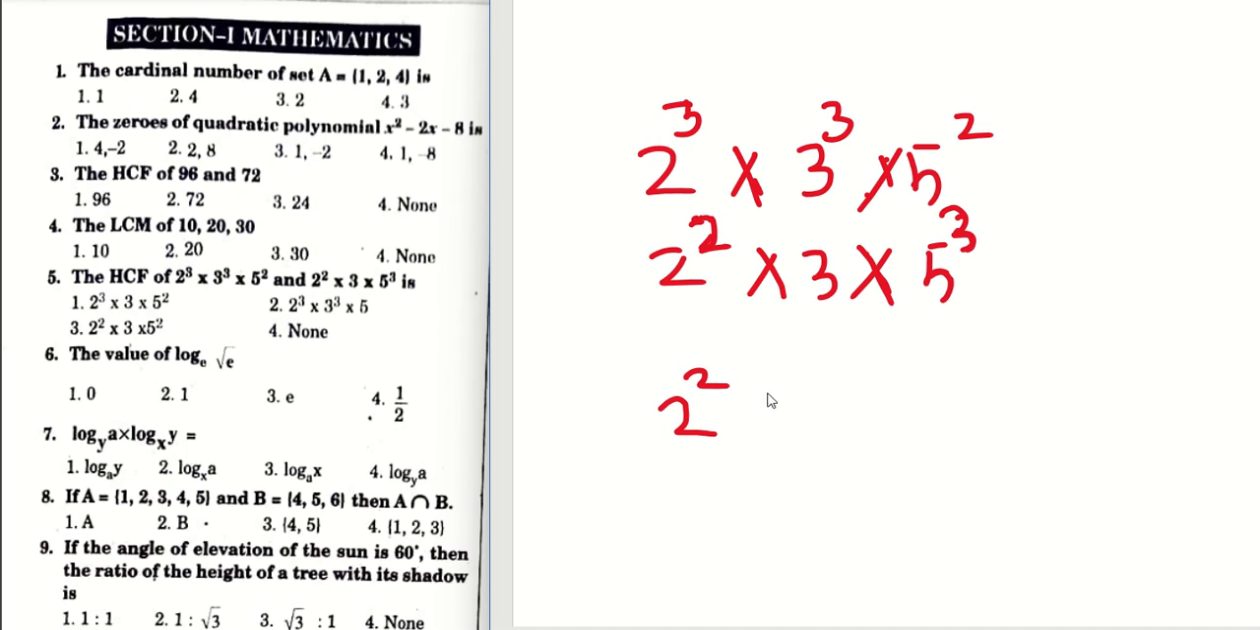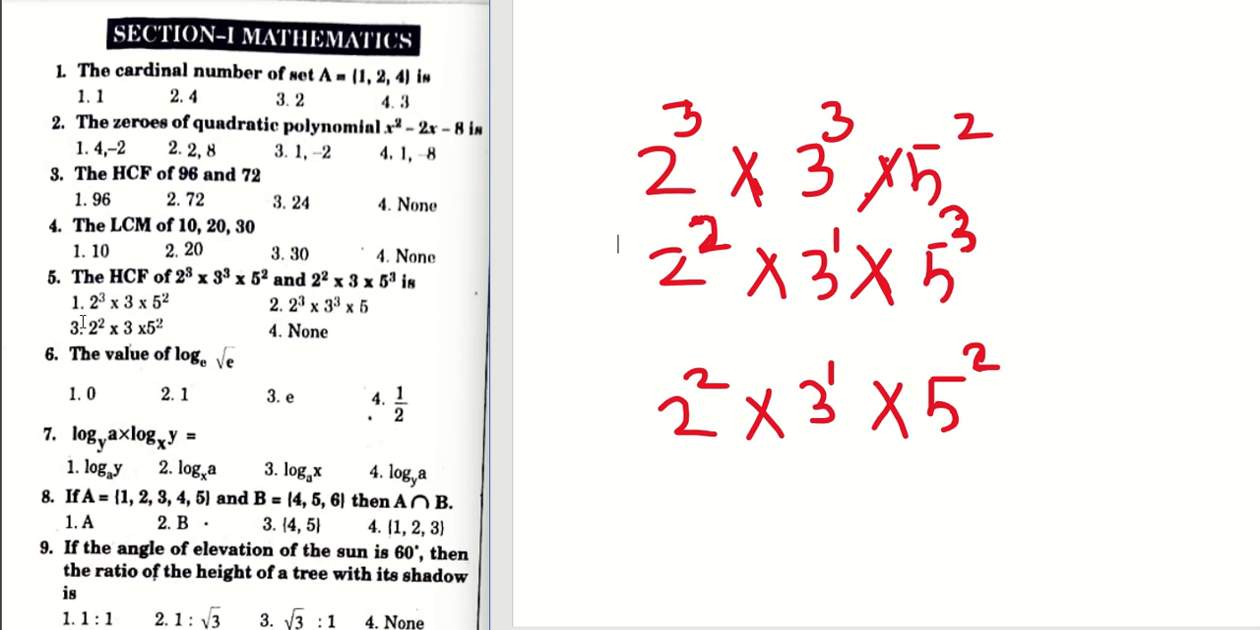Have taken that. Into, same way 3 is present here also, here also. So I have to consider 3. Now in the 3, what is the least power? 3 power 1. If no power is there, you have to consider it as 1, right? It is cube and it is 1. So the least power is 1. Into 5 is present in both numbers, right? So what is the least power of 5 over here? One is cube, another one is squared. So 2 is the smallest power, right? So now if I multiply this, I'll get the HCF.